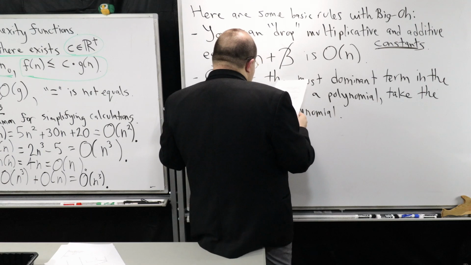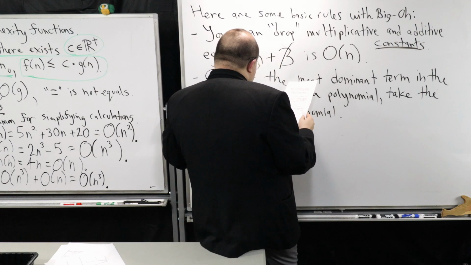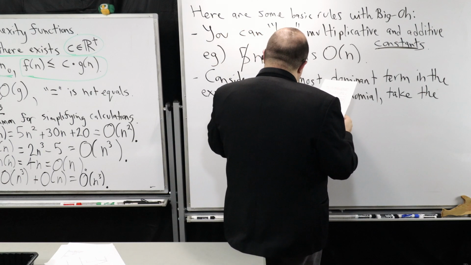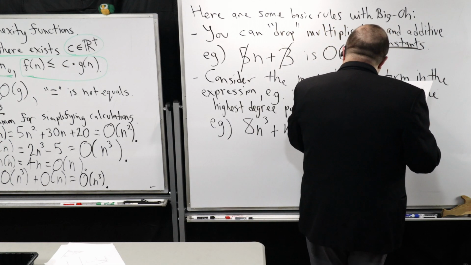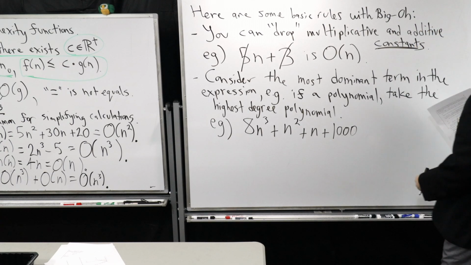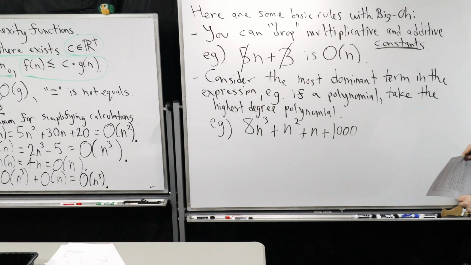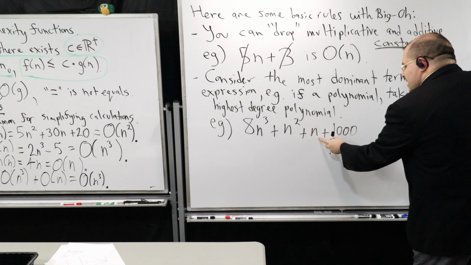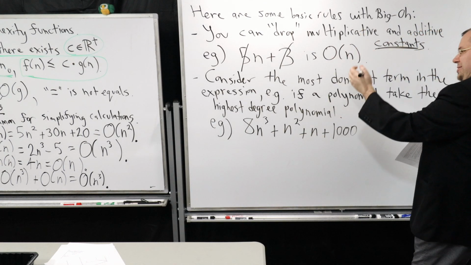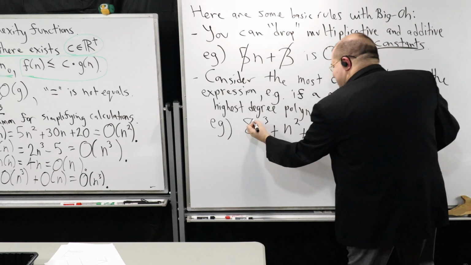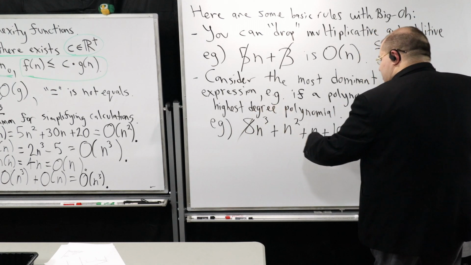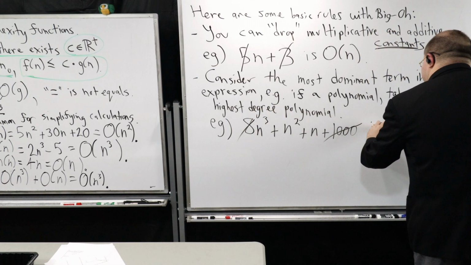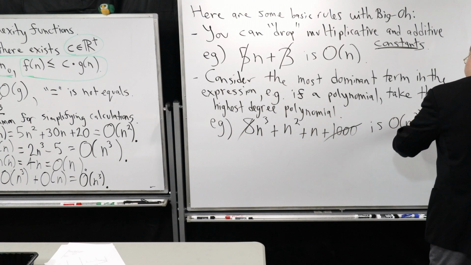So just as an example, if I give you 8n cubed plus n squared plus n plus 1,000. Now don't let this 1,000 throw you off. It's still a constant, right? But notice I have an n here and I have an n squared. Well, I already told you you don't have to worry about these constants, right? And then you just pick off the dominant term. In this case, notice I have an n cubed right here. So I would just tell you that this is big O of n cubed.